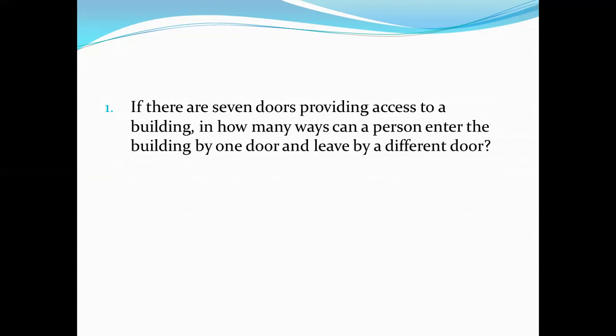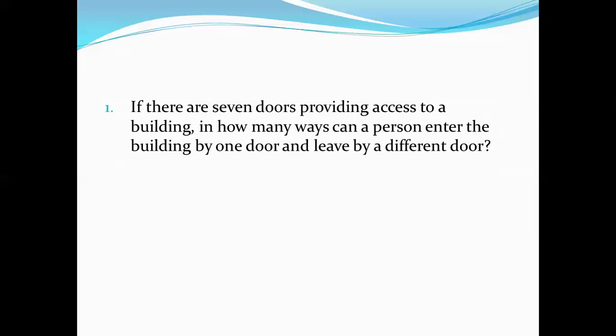Okay, so I'll explain the concept by these examples. The first one is, if there are 7 doors providing access to a building, in how many ways can a person enter the building by one door and leave by a different door? Let's define first, what are the events happening in the problem? There are two events. One is entering and the other one is leaving.